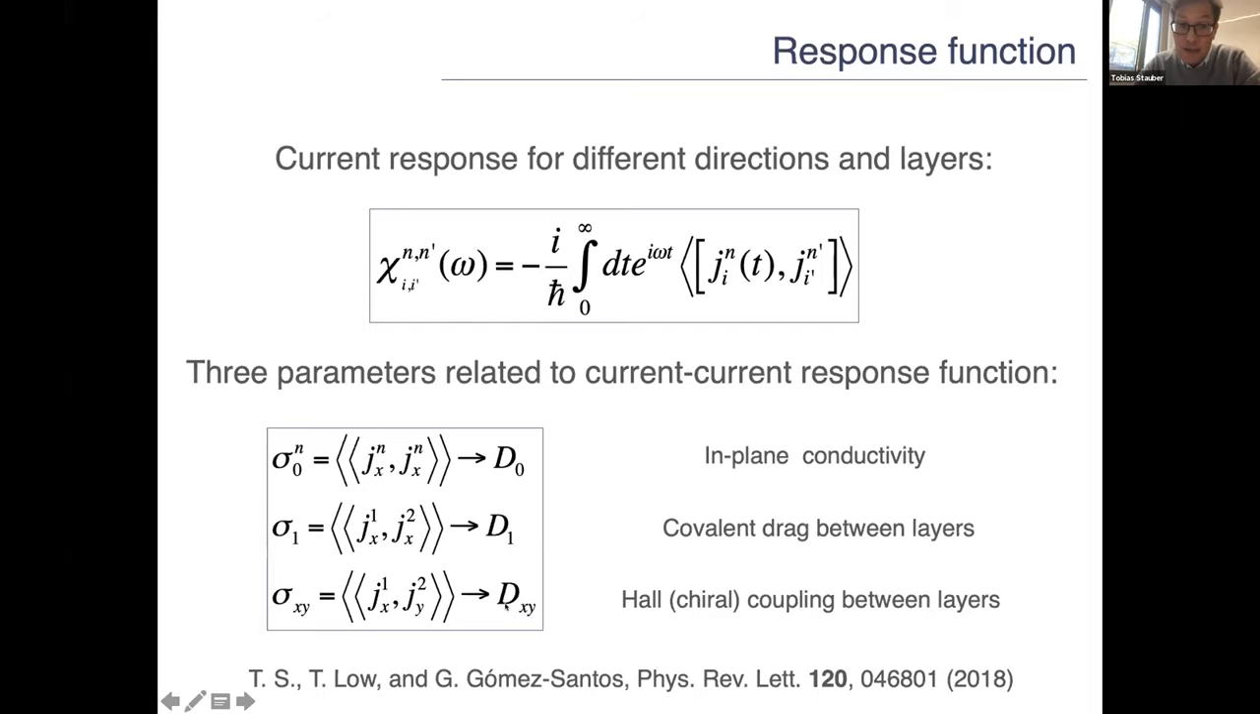But what is not present in these double layer systems usually observed previously is this chiral coupling term. This is really a quantum mechanical coupling induced by this interlayer coupling between the two layers. And this induces a correlation between a current in X in one layer to the current in Y in the other layer. So this is the new ingredient.